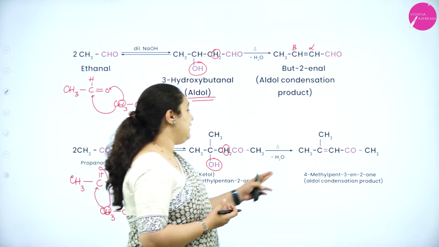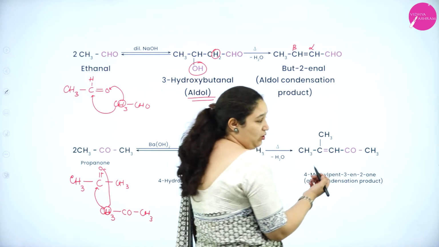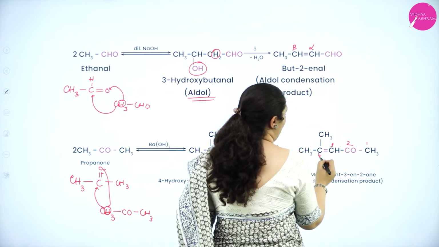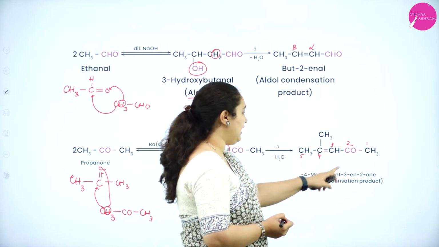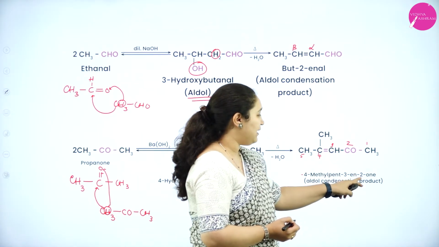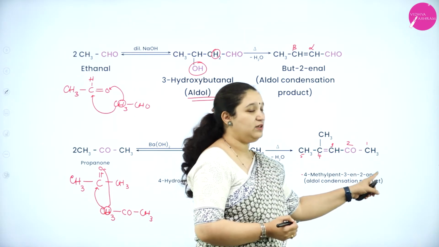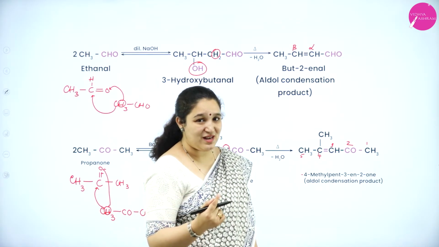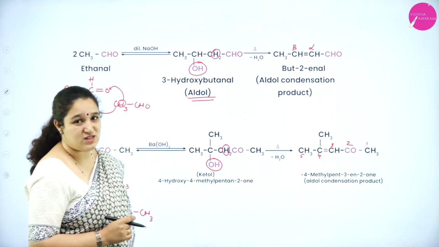So you will get an alpha beta unsaturated carbonyl compound, and here the name is, 1, 2, 3, 4, 5, anything I can take. So it is the fourth carbon atom with a methyl group, 4-methyl. Pent, third carbon atom you have a double bond, so 3-ene. Second carbon atom is the carbonyl group, so 2-one. Okay, so it is 4-methylpent-3-en-2-one. So you will get an alpha beta unsaturated carbonyl compound as the end product in the aldol condensation reaction.